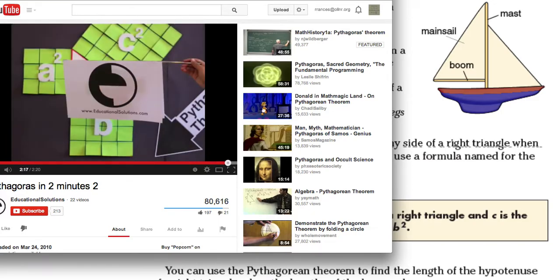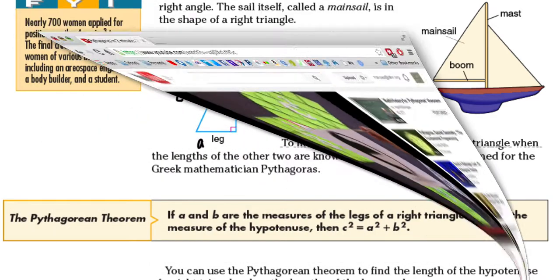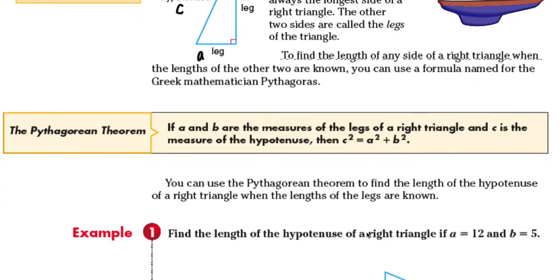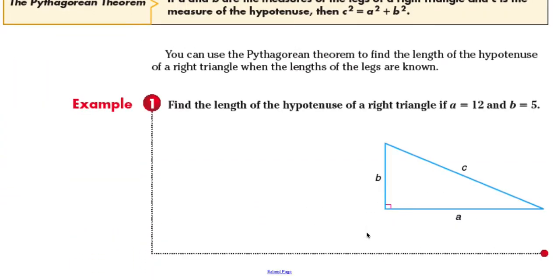All right, so that was a good video on the why. You can see how a squared plus b squared is actually c squared. So you get the square of a plus the square of b, and that is actually c squared. So you can use the Pythagorean theorem to find the length of the hypotenuse of a right triangle. Remember, this only works for a right triangle, no other triangles, when the lengths of the legs are known.